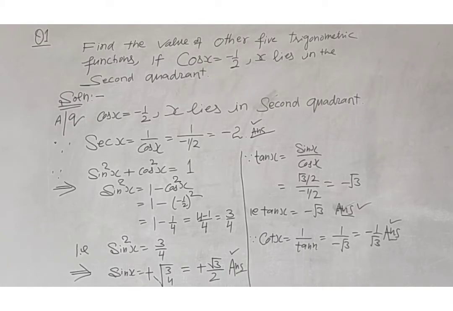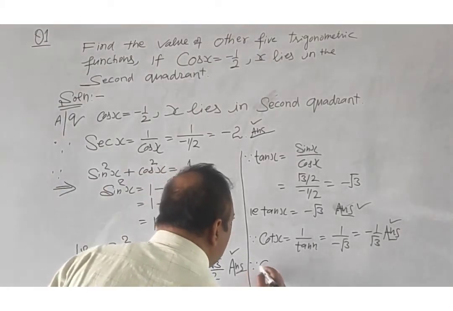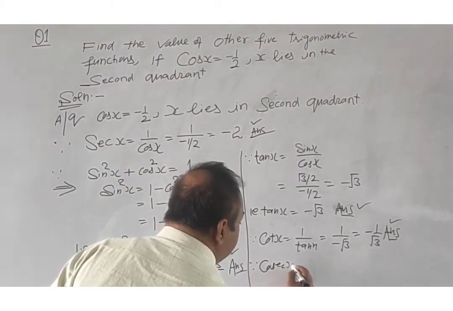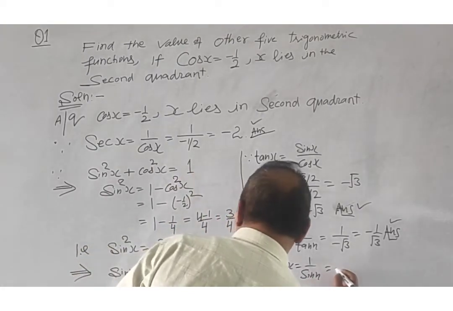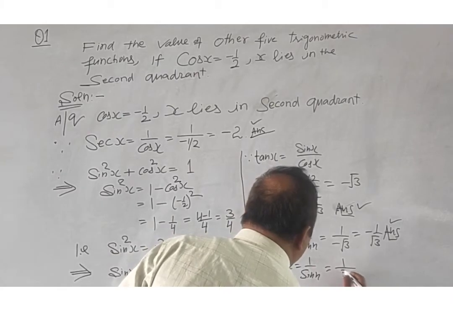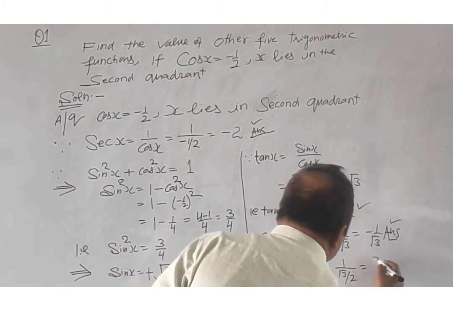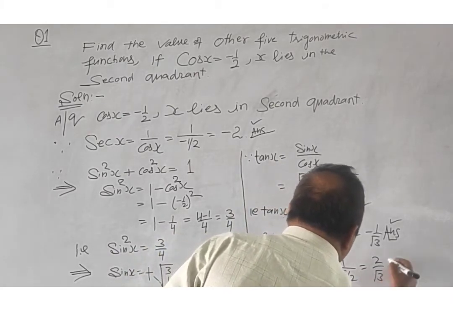And at last, you can also find the value of cosecant x by taking the reciprocal of sin x, because cosecant x is equal to 1 upon sin x, that is equal to 1 upon root 3 upon 2, that is 2 upon root 3.